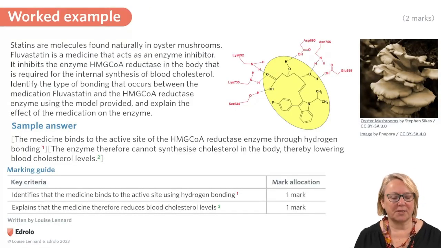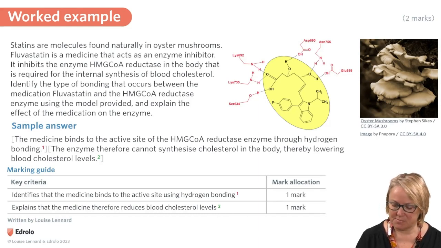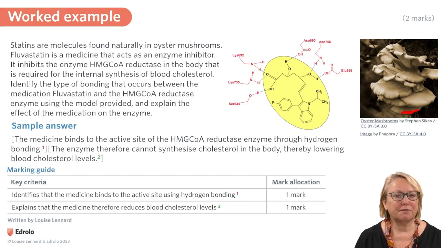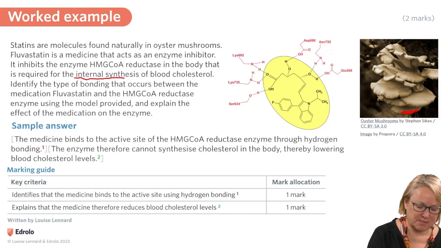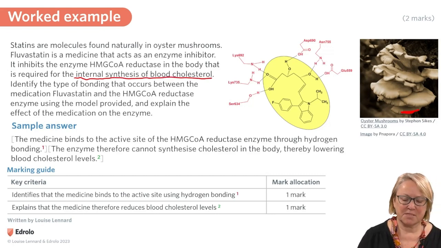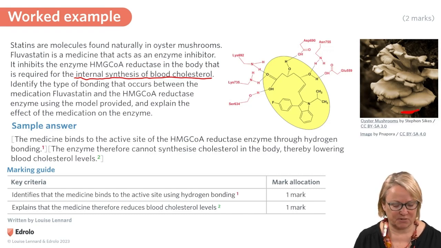Okay, let's have a look at a worked example. Statins are molecules found naturally in oyster mushrooms, so that we've got here. And fluvastatin is a medicine that acts as an enzyme inhibitor. It inhibits the enzyme HMG coenzyme A reductase in the body. Now, you don't need to know anything about that enzyme, but it's required for internal synthesis of blood cholesterol. So it's not just dietary cholesterol, but our bodies actually make their own cholesterol.